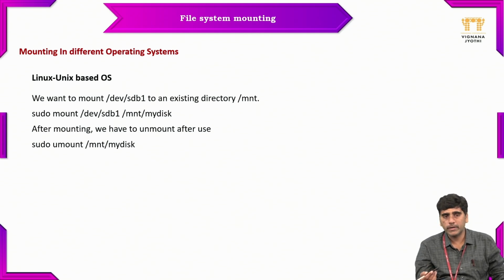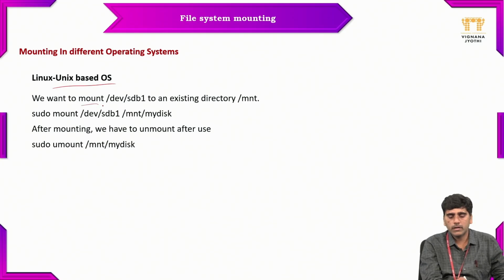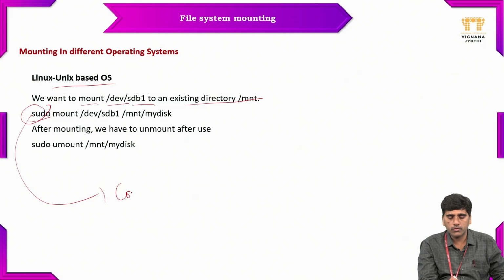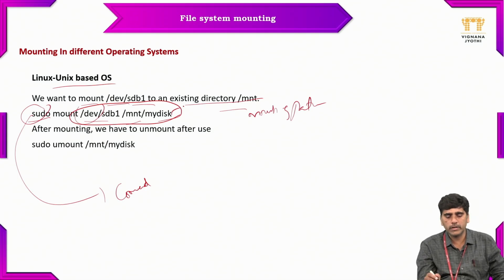So, mounting in different operating systems. In a Unix-based operating system, we want to mount a particular sdb1 to an existing directory /mnt. So how can you do this? sudo is the common command, the root command to give permissions into the mount directory. So mount /dev/sdb1 /mnt/mydisk. This is the entire mounting path. Through this /dev we are mounting this particular mydisk.